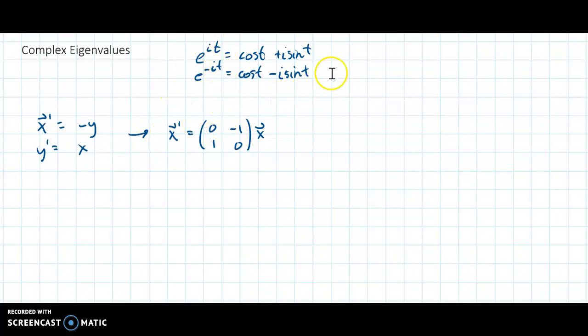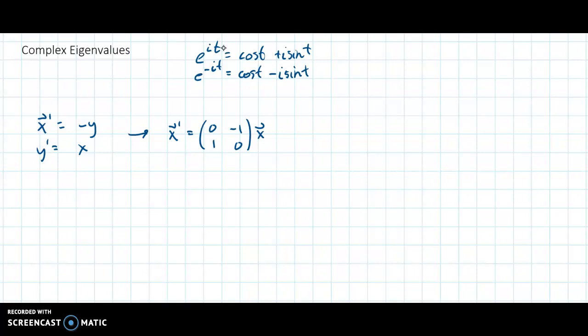You do need to know Euler's formula, which is e to the it is cosine t plus i sine t. If I were to put an a in here, I would get an a here, and an a here, and an a there, and there, and there. The negative here is because of even and odd functions, and I'm not going to go over that in this video. So let's solve this system.